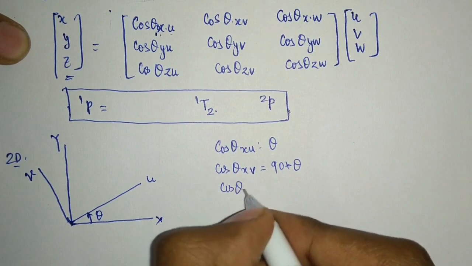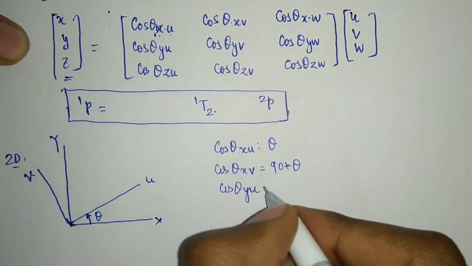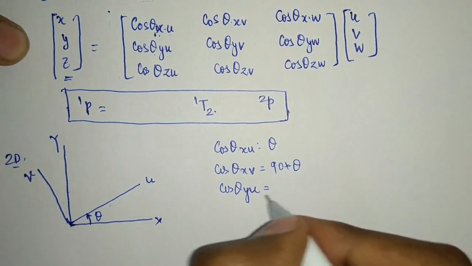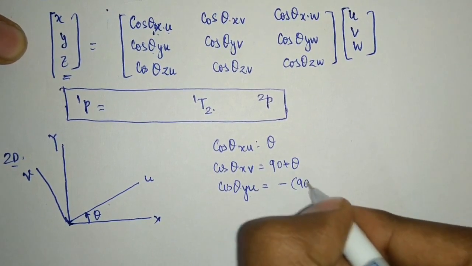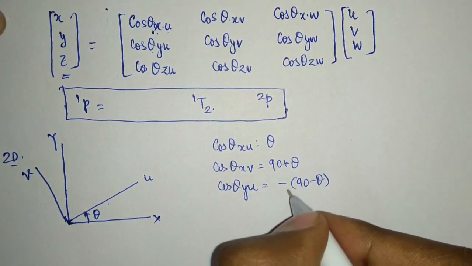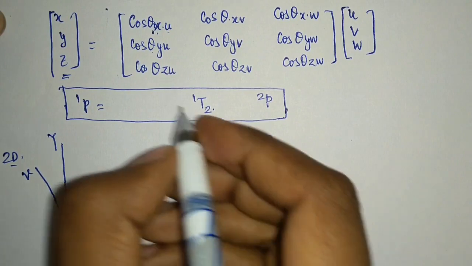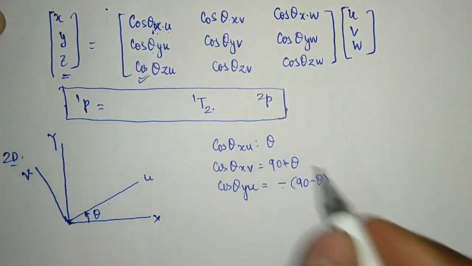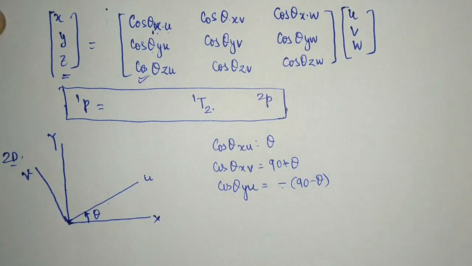Then cos theta between y and u, this one. Between y and u it is minus 90 minus theta. Anyways, it won't matter whether we take the minus or not. When I am writing this matrix, it doesn't matter what direction of angle I take, because cos of minus theta and theta is always the same, and anyways it is a dot product, and in a dot product we don't worry about the direction of the angle.